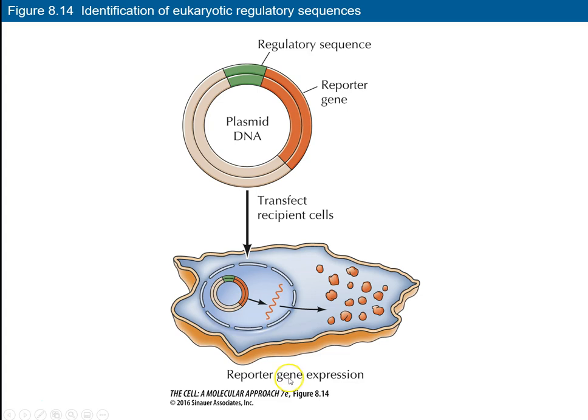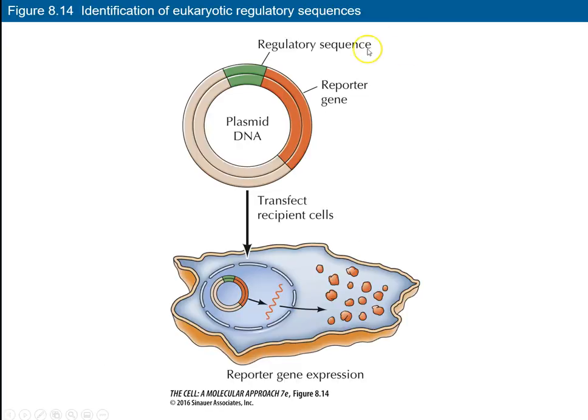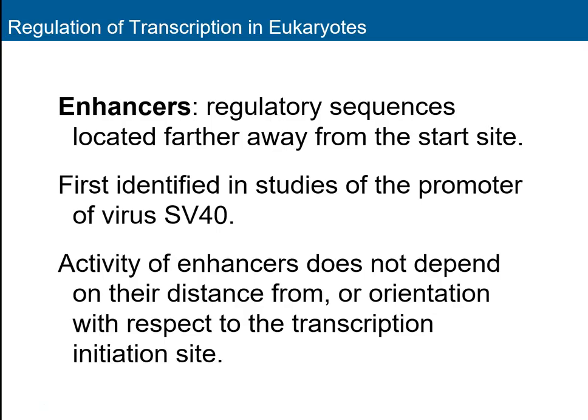You can see this here. This regulatory sequence is going to direct the transcription of this reporter gene, meaning a gene that you can see. So if you transfect some cells, this plasmid ends up inside the cells, they're going to transcribe this reporter gene, and then you're going to be able to see that. That's one of the ways they were able to identify these regulatory sequences. I'm not going to ask you about the details.